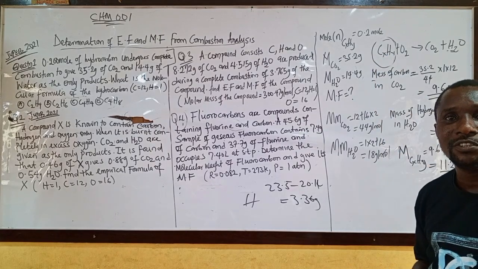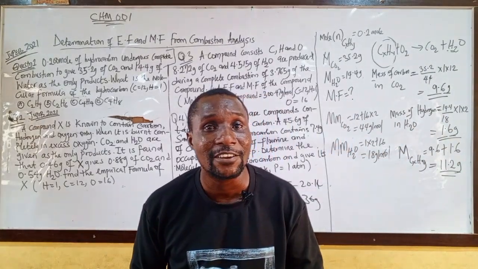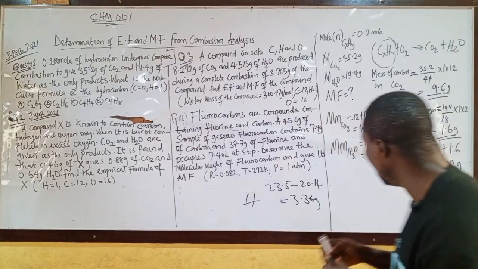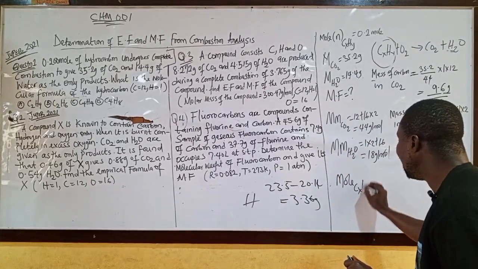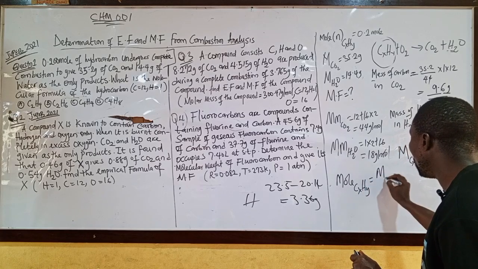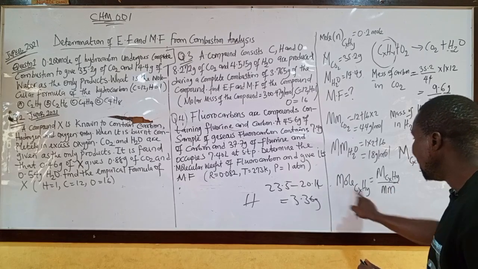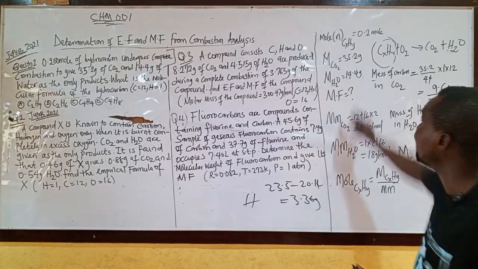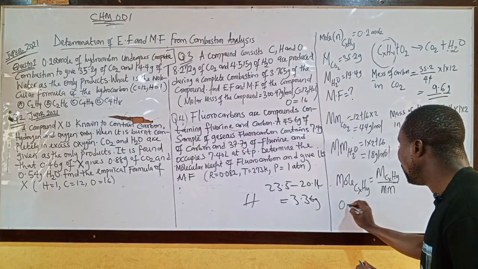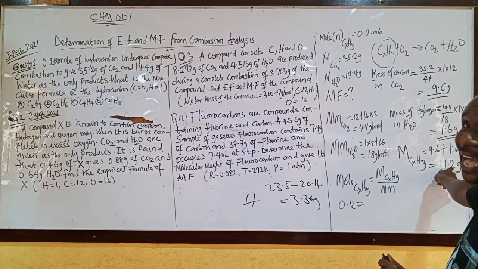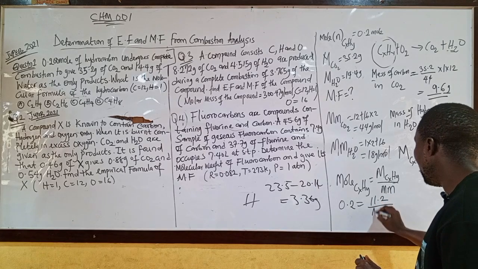Then you have to get the molar mass of that compound. How do we get the molar mass of the compound? You know that the mole of CxHy is the mass of CxHy over the molar mass, because I need the molar mass. Then the mole of CxHy is given as what? Can you see? It's given as 0.2. So 0.2 equals the mass of that hydrocarbon, 11.2, over the molar mass, which is unknown.